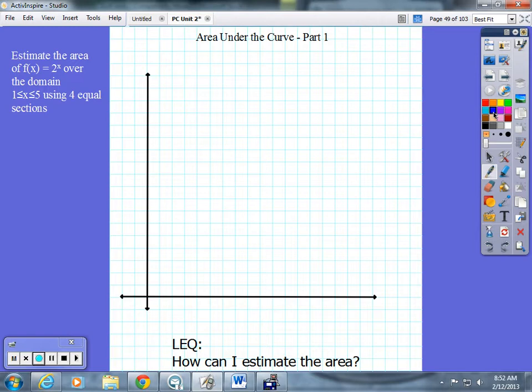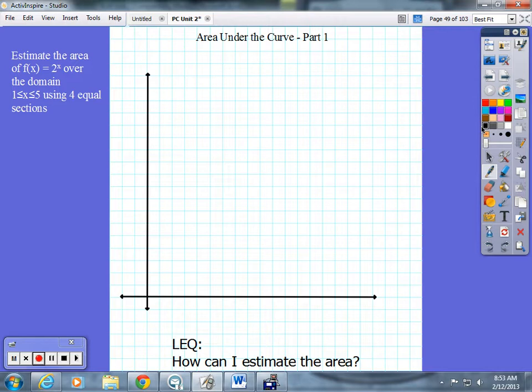Estimate the area of f of x equals 2 to the x over the domain of 1 to 5 using 4 equal sections. So we didn't have to do this in the lesson today, but you're going to have to be able to do it. And that is to determine what to count by on the x-axis to make this problem as easy as possible.